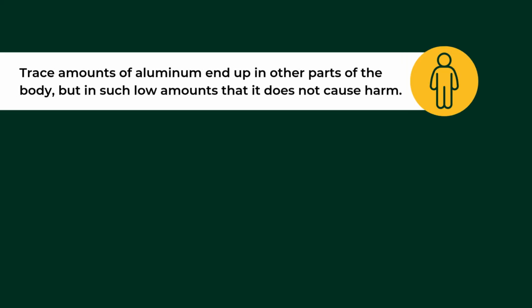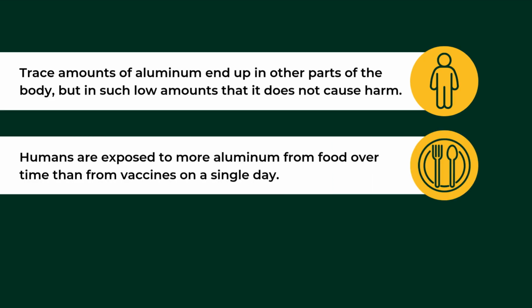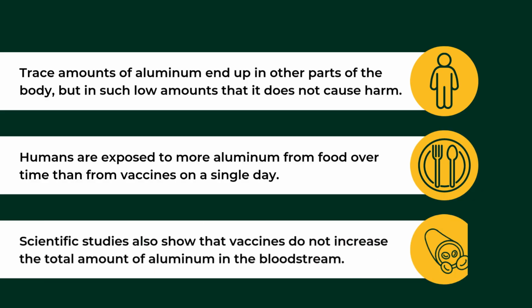Trace amounts of aluminum end up in other parts of the body, but in such low amounts that it does not cause harm. Humans are exposed to more aluminum from food over time than from vaccines on a single day. Scientific studies also show that vaccines do not increase the total amount of aluminum in the bloodstream.